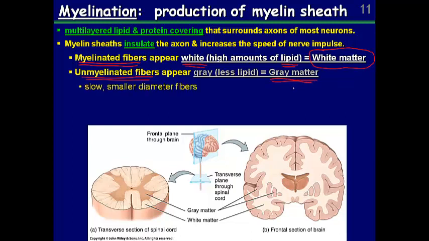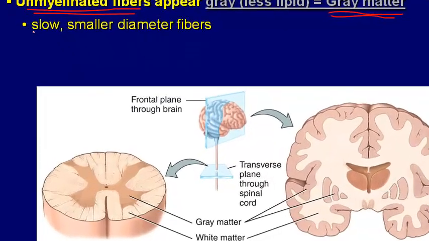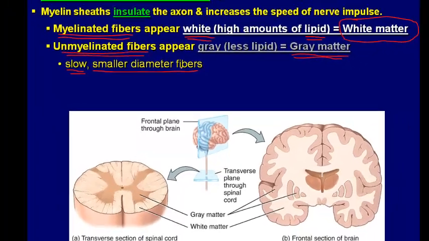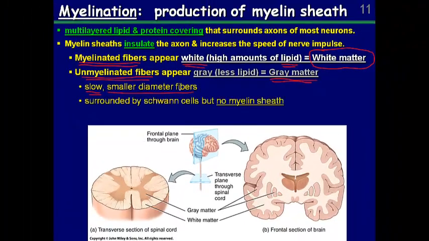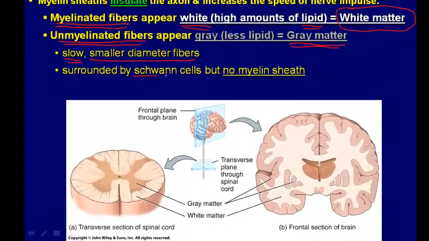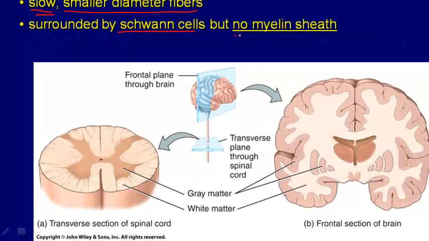Gray matter is going to be unmyelinated neurons. They send their action potentials a little slower. The neurons are a little smaller, but there's a reason: these neurons don't have to produce fast action potentials. Again, they can be surrounded by Schwann cells, but the Schwann cells are not producing the myelin, at least in the PNS.